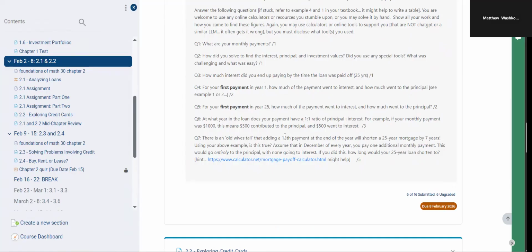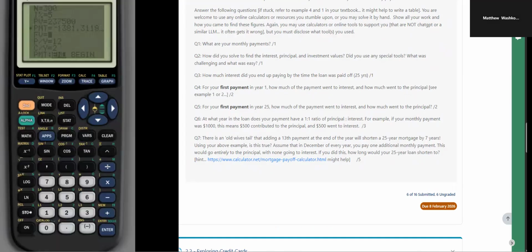So for this one here, this 13th payment at the end of the year, how can you figure that out? Well, payments a year. How would that happen? What would that do? If I add a 13th payment a year, it's still compounded twice a year. And we see that this is what our payment ends up being, right? So same thing. You could figure that out.